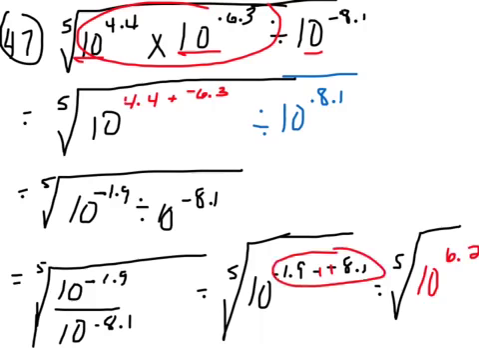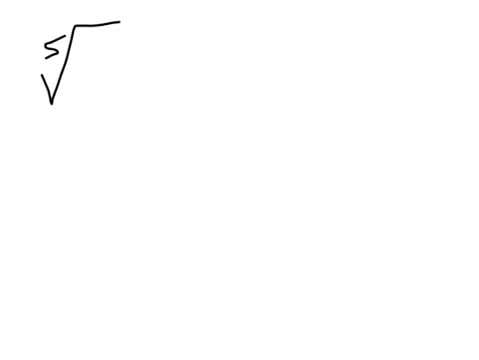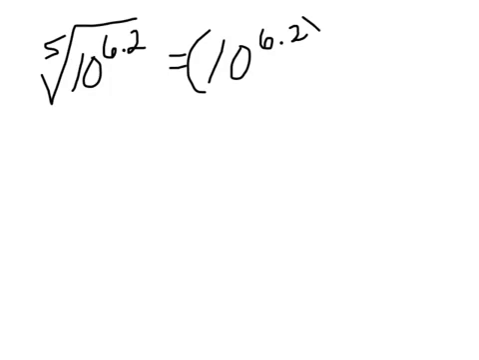Okay, so I've got the fifth root of 10 to the 6.2 power. Taking the fifth root of something is the same thing as raising it to the 1/5 power. So once I do that, I see that I have a power to a power. That exponent rule tells me to multiply. I could change 6.2 into an improper fraction and multiply it by 1/5, or I could use my calculator to do that, and that's what I did.